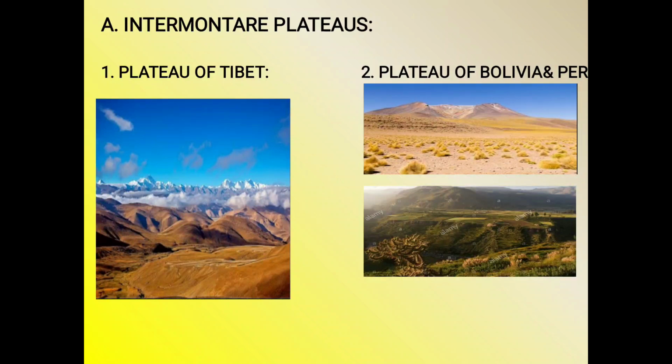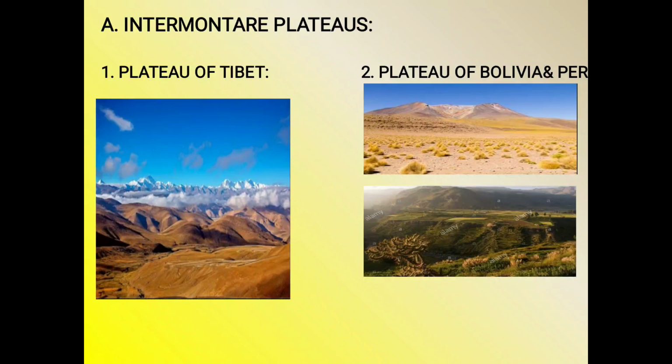These include the highest, largest, and in many respects most complex plateaus of the world. Their surfaces show an extraordinary variety of topographic features. Number 1, Plateau of Tibet. The great highland of Tibet, called the Heart of Asia, is the largest and highest plateau ever known. Its area is between 7 lakh and 8 lakh square miles.